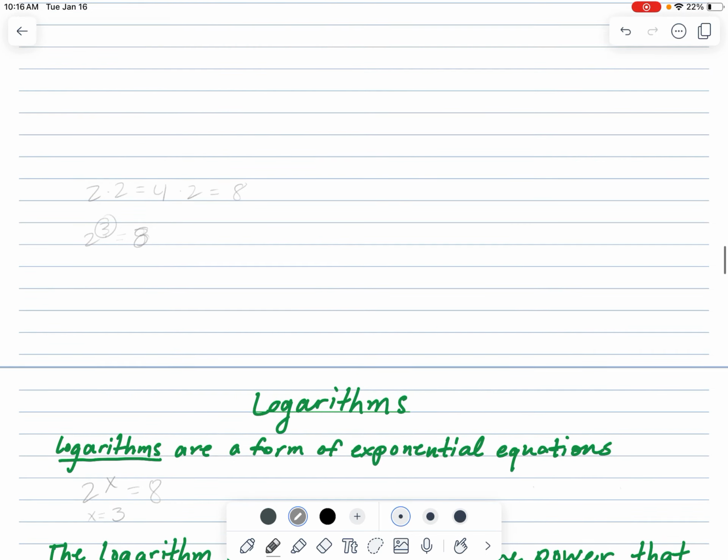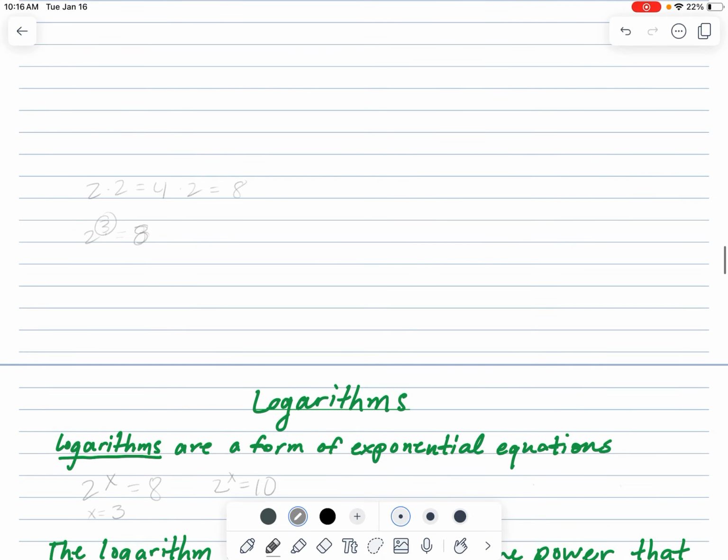But if it's something like 2 to the x equals 10, we can't get an exact number just by thinking about it. If we want to isolate x using algebra, we don't really have a way. Dividing by 2 doesn't help. Subtracting 2 doesn't help. We need some kind of inverse operation of exponents. We need an inverse operation to undo these exponents.